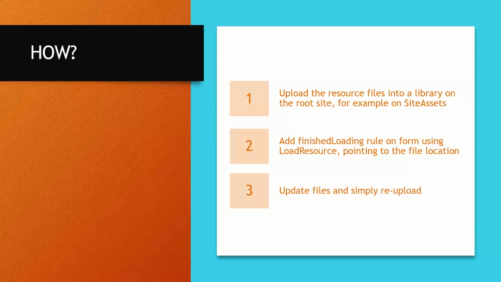And then the rules should go into the form finished loading rules. So these should happen on form load. We call this the load resource queue rules command, and we just basically tell the command to go grab the files from this location. And whenever you want to update the files, for example, change how your form looks, you can update the CSS file and upload it to that central location, and your changes will just roll into wherever the form is published.